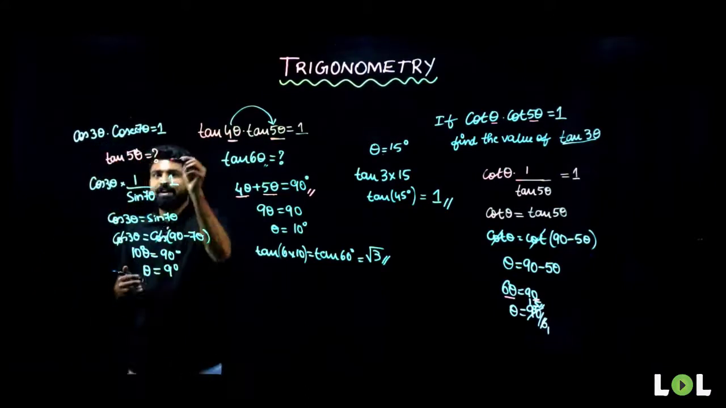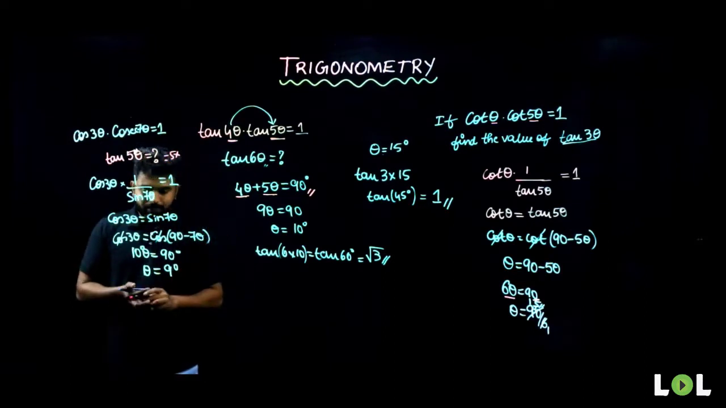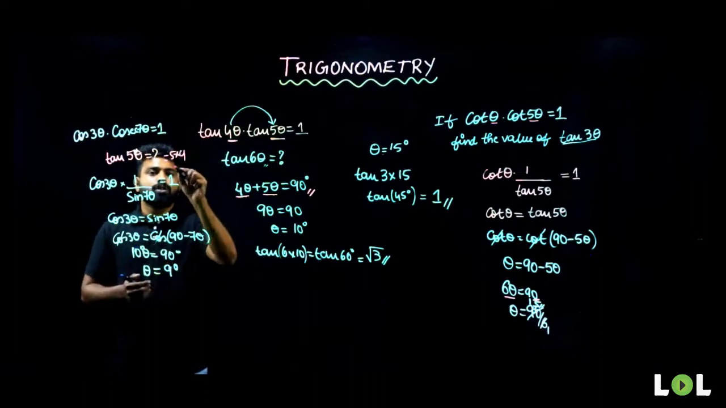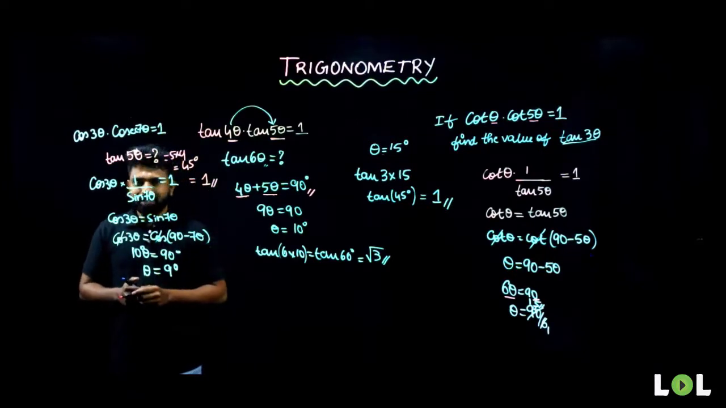Now what is tan 5 theta? 5 into, theta is equal to 9 degrees, 5 into 9, so that is 45 degrees. What is tan of 45? We all know that tan of 45 is 1.